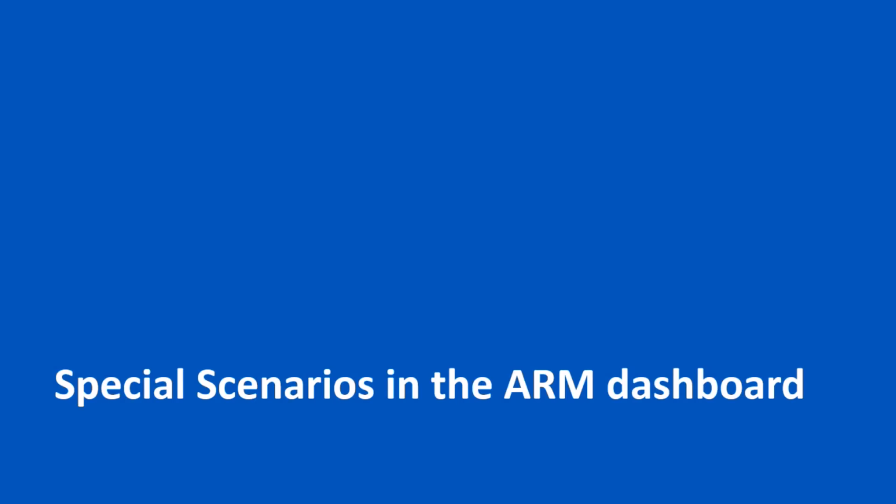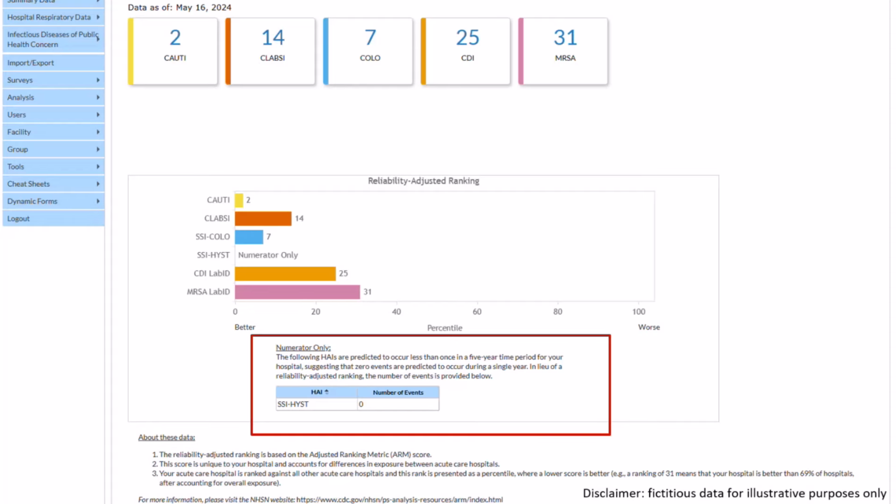So there are some special scenarios that you might see when you log into your dashboard. If you look underneath that bar graph and you see this section that's highlighted in this box here that says numerator only, you'll also notice that when you look at your bar graph or at those boxes with your rankings on top, the ranking will be missing and the data will be missing from your bar graph. It'll just say numerator only.